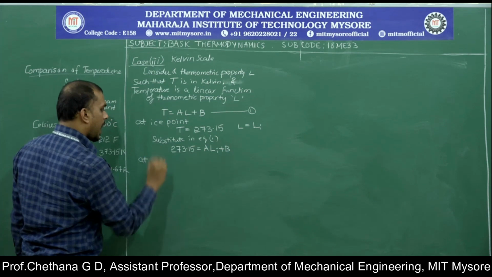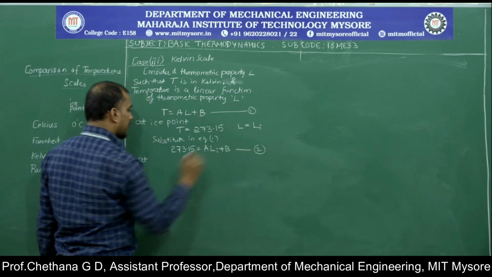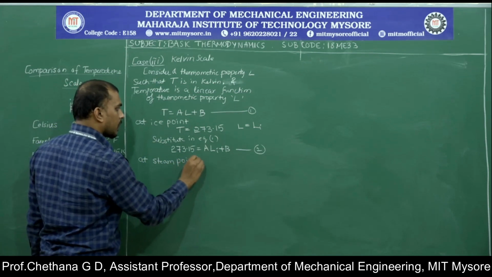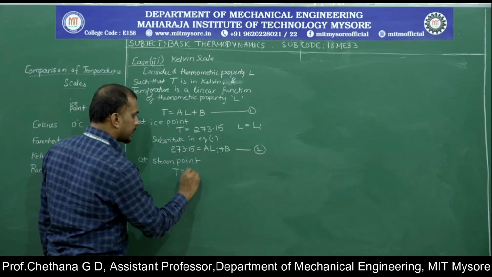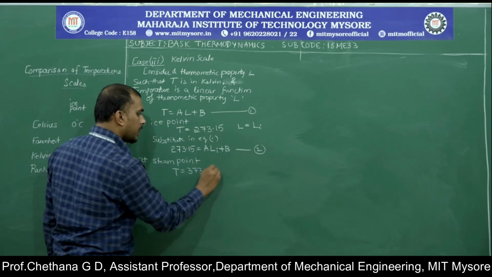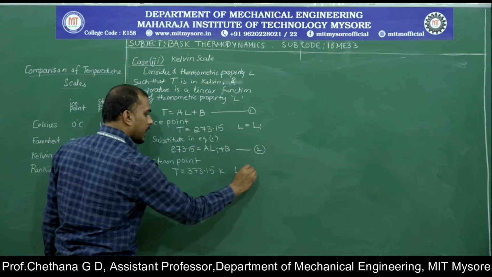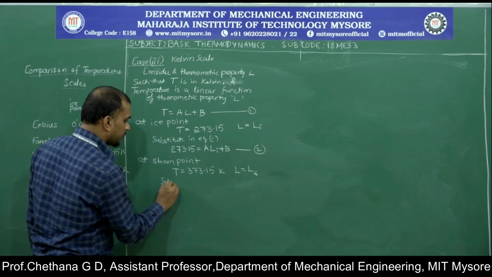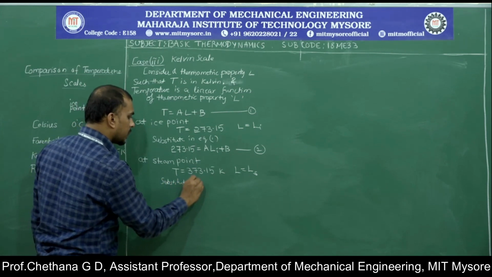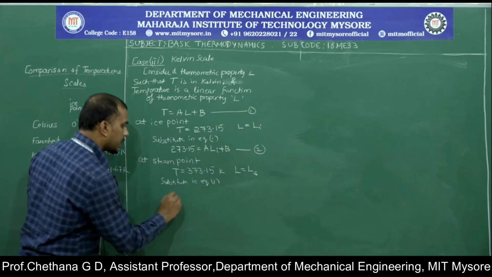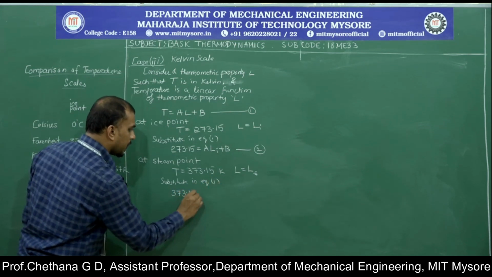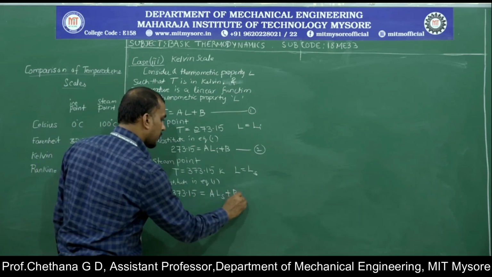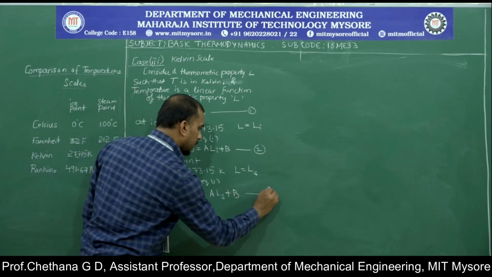Call this as equation 2. Similarly at steam point, temperature is 373.15 Kelvin and L we are denoting as Ls. So substitute this in equation 1, we get 373.15 is equal to A Ls plus B. Call this as equation 3.